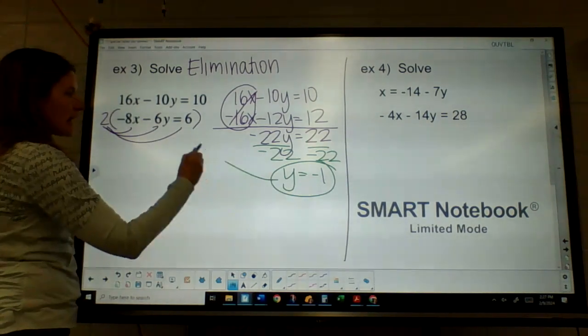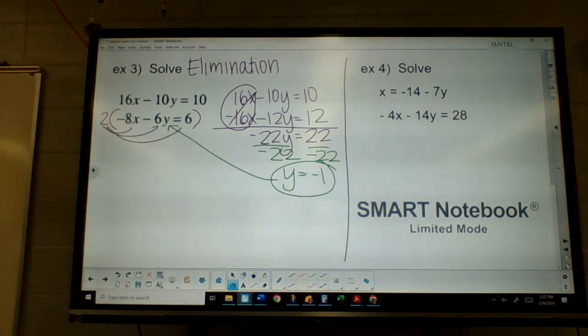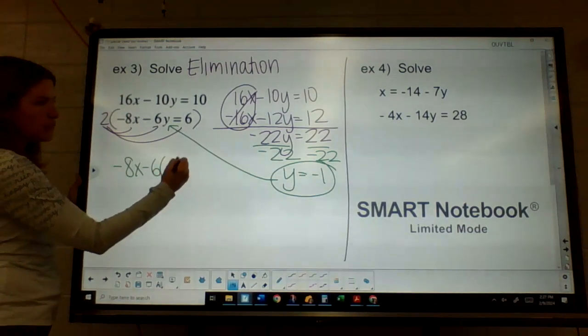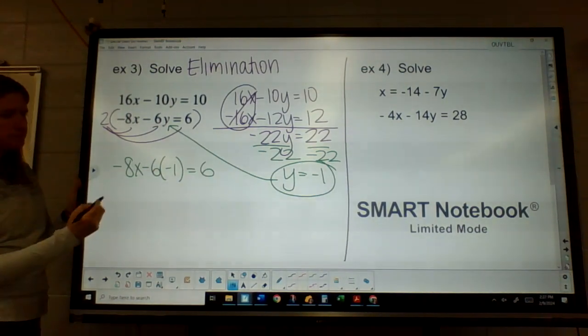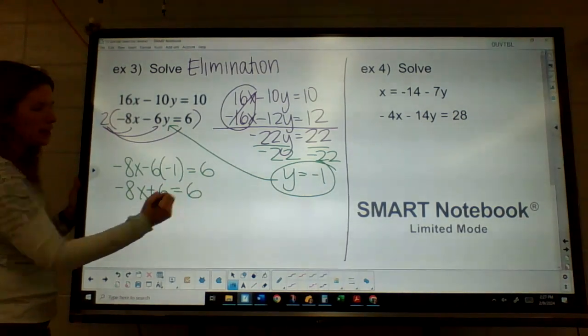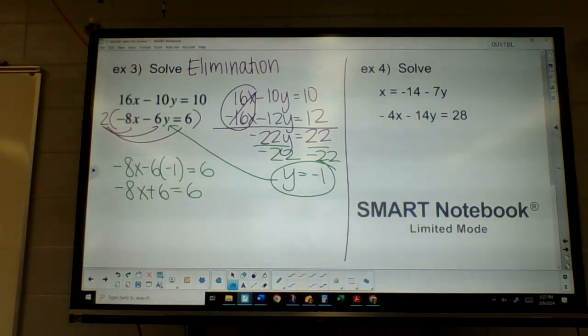Now, I typically like putting into the one with smaller numbers. I'm going to put it back into this, well, it doesn't really matter, but so I'm going to do negative 8x minus 6 times a negative 1 equals 6. And so this is where this one gets a little bit strange. And I just want to make sure, this is technically not a special case, but a lot of times students will get confused with this.